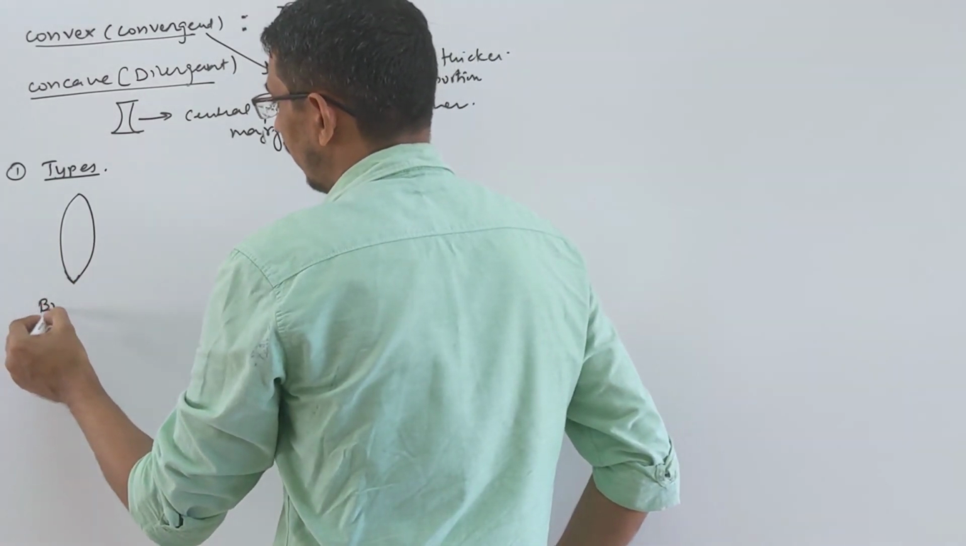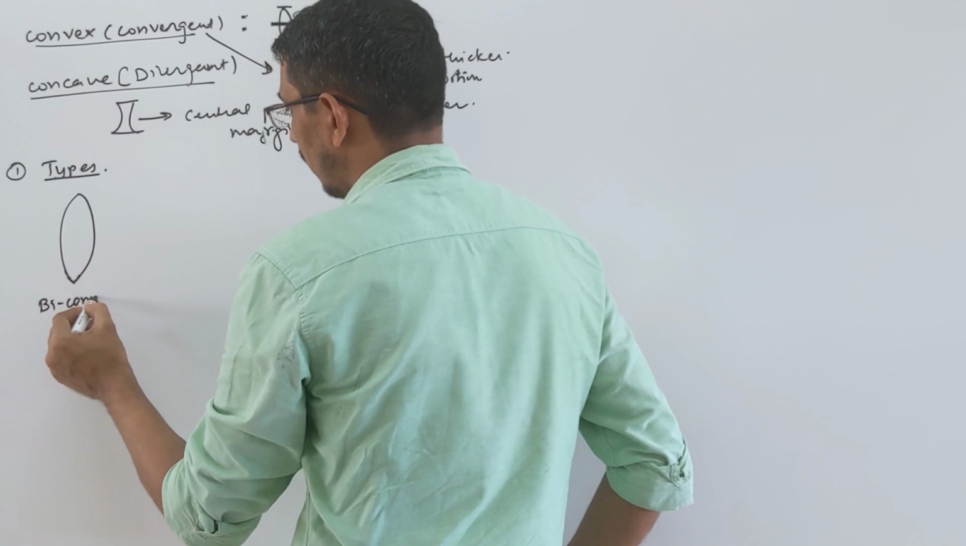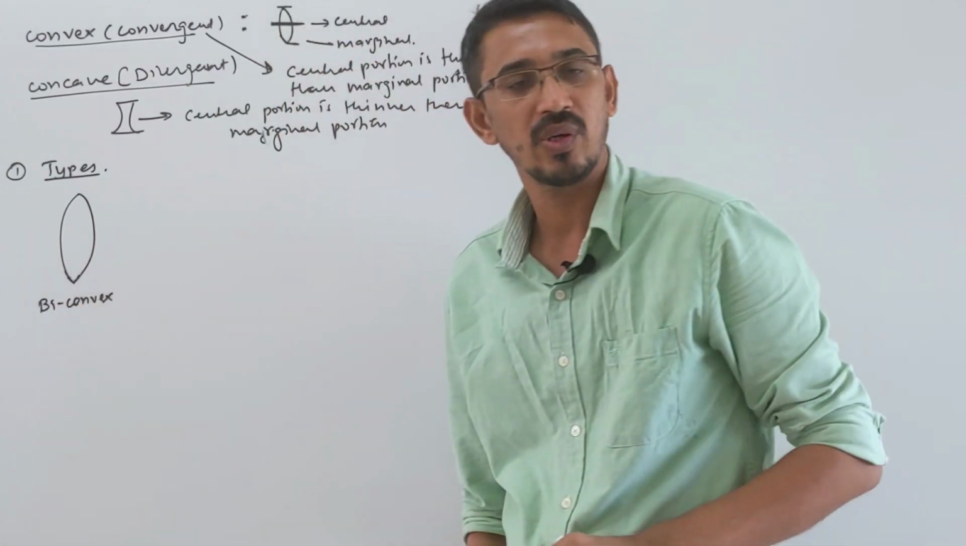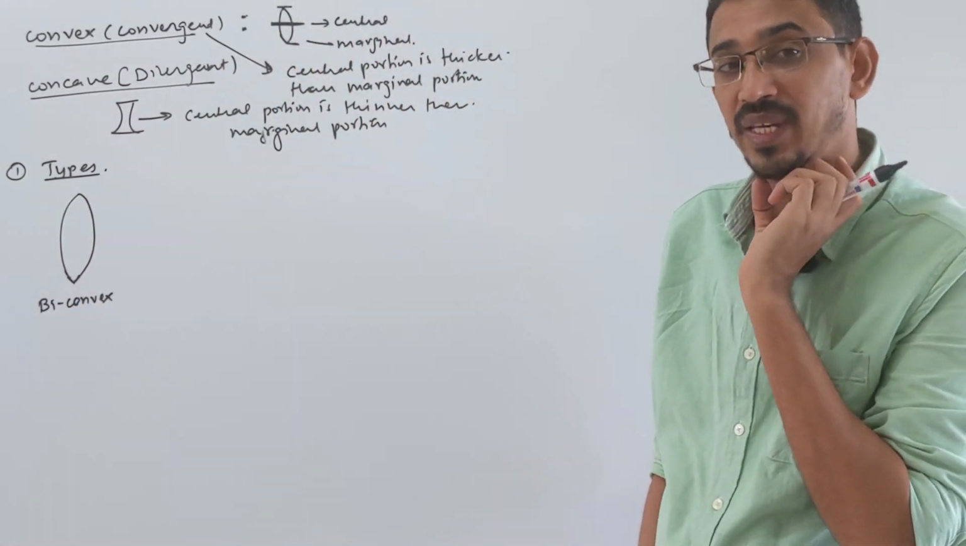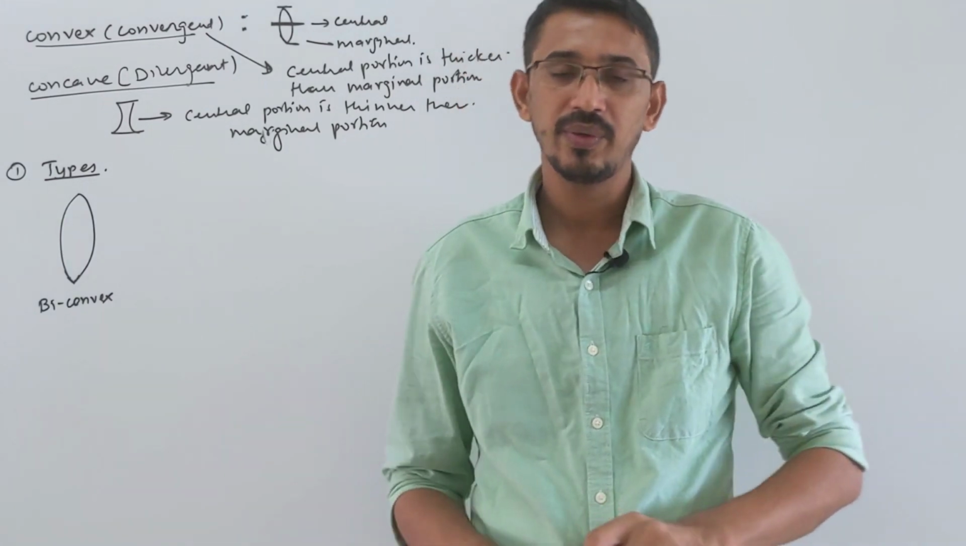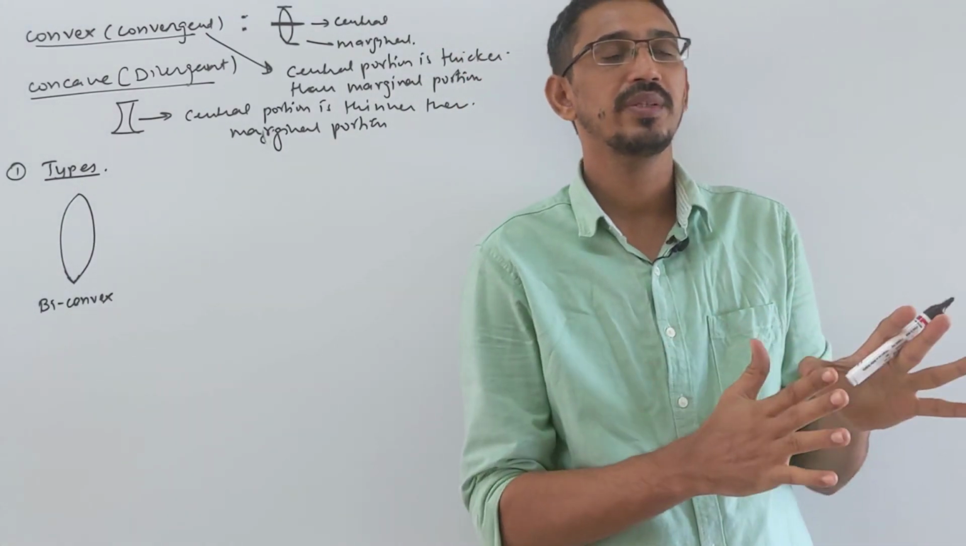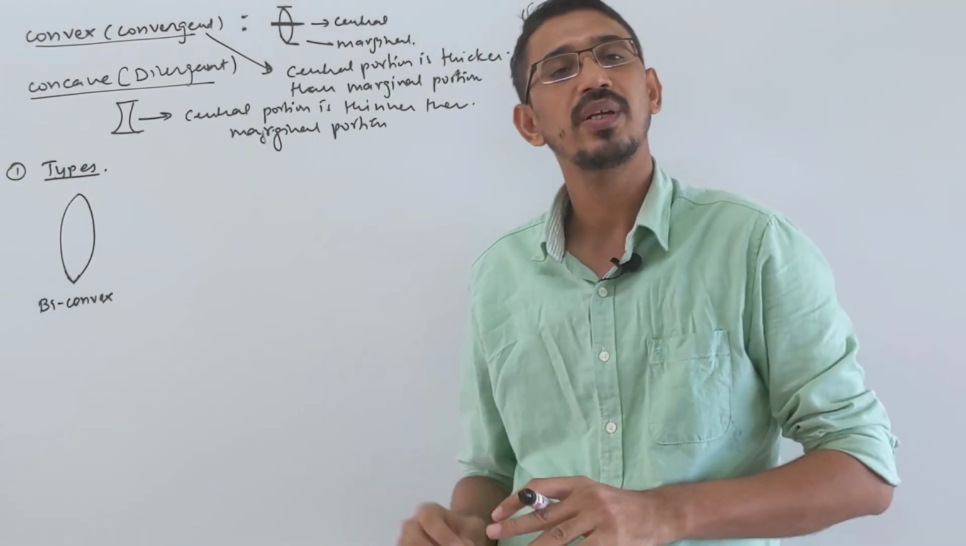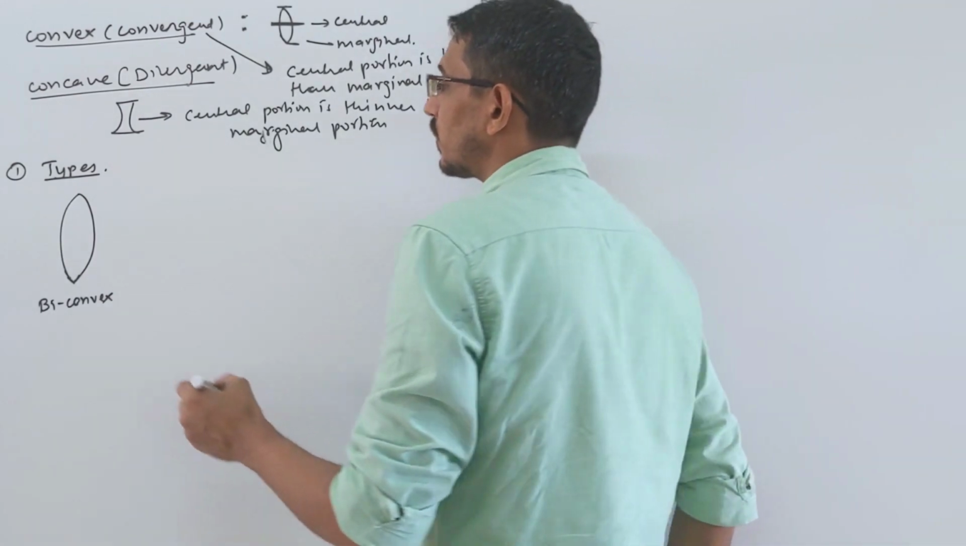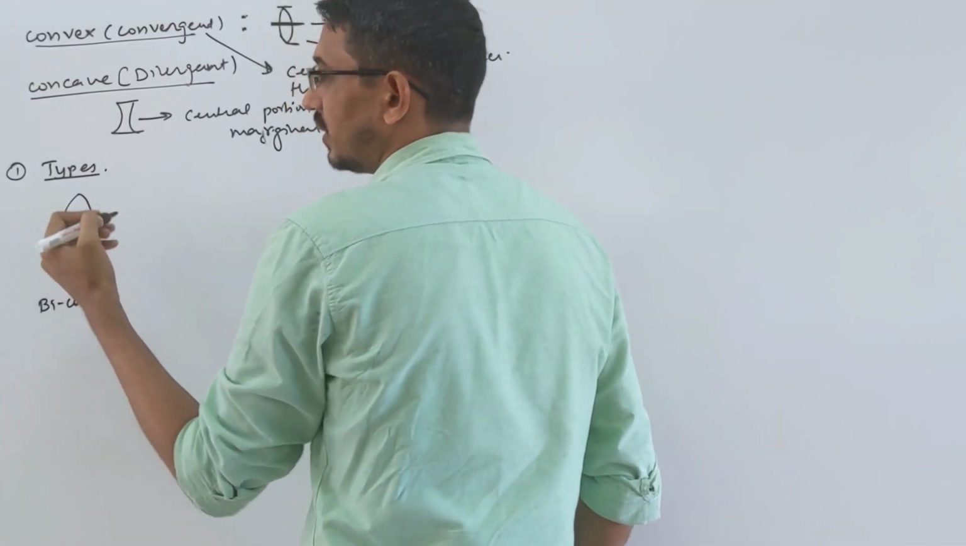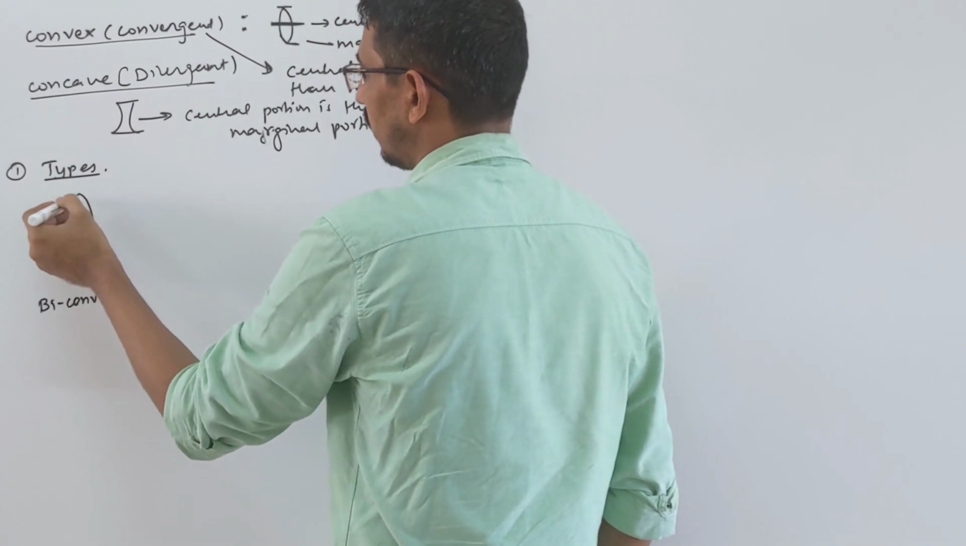This is called a biconvex lens. What is called biconvex? Here a very important term comes. Like when we talk about mirrors, we talk about focal length and radius of curvature. Here also we talk about radius of curvature. It has two surfaces, so there are two radii of curvature.